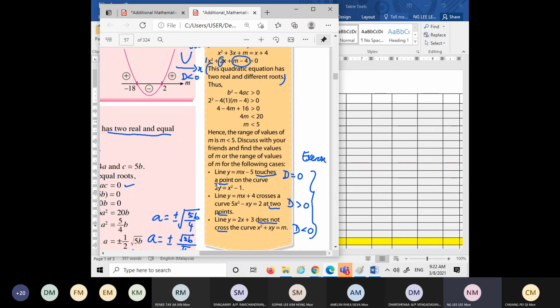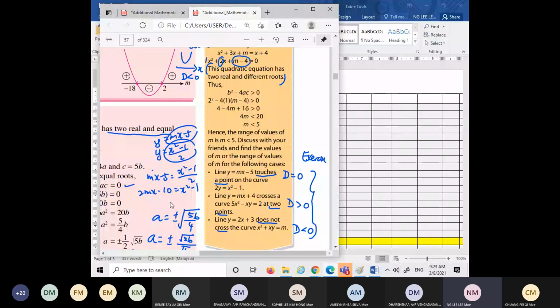Only you can do. The meaning is, you see, 2y equals x squared minus 1. You got to write y equals x squared minus 1 over 2, the 2 brought here becomes divide. Then y equals mx minus 5. Then let this equal to this. So mx minus 5 equals x squared minus 1 over 2. Then the 2 brings up here, so 2mx minus 10 equals x squared minus 1.